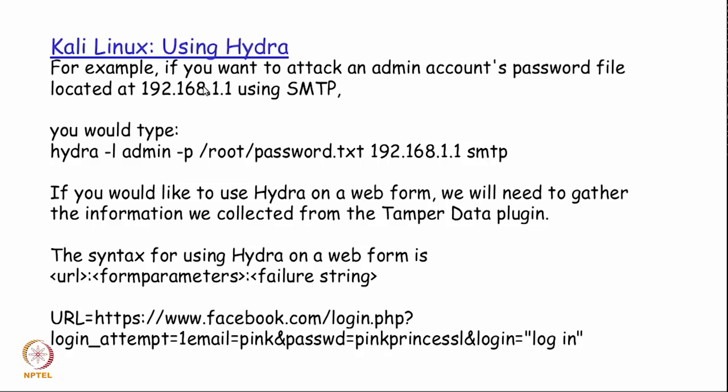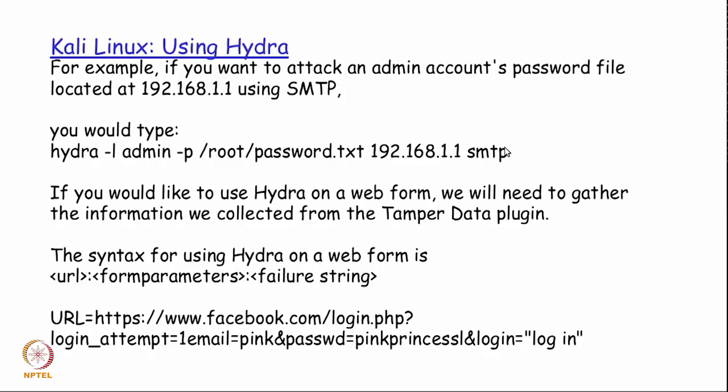So, I could use it in one form if I want to have SMTP as the protocol: I just say Hydra and I give the administrator username, and then I give the possible password text file, right. This name I get from the Tamper Data plugin, and whatever possible passwords are there as part of my dictionary, I put in a particular file and then give this as an argument to the -P option when I invoke Hydra on the command line, right. And then I specify the IP address, and I also specify the protocol here.